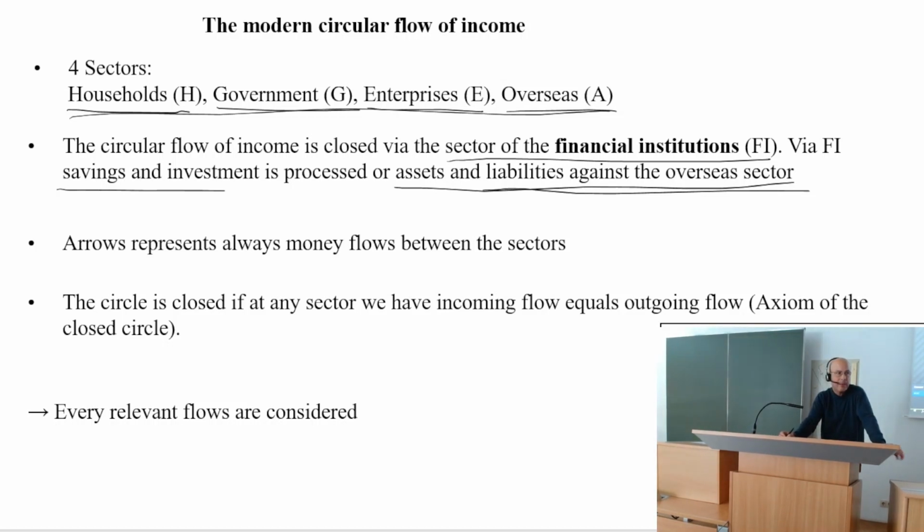And then we can say that we are looking at a closed circular flow when at every single sector all income flows equal the outcome flow. This was the balancing of the accounts. And so we have to look at what is going out and what is going in. And all this has to be at every single sector the same. And we hopefully consider every relevant flow.